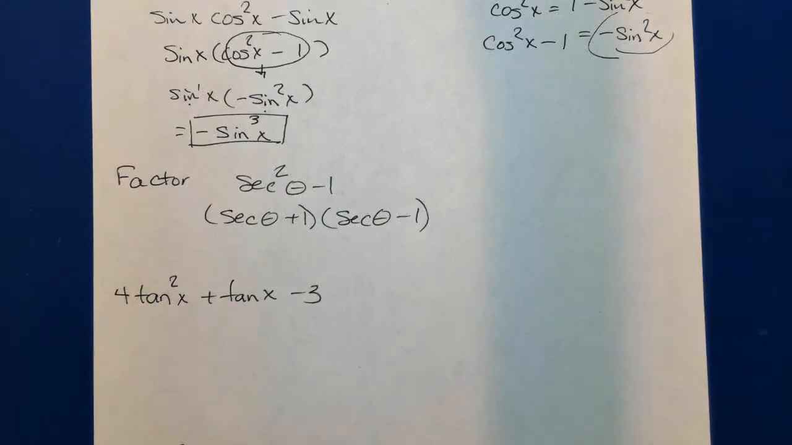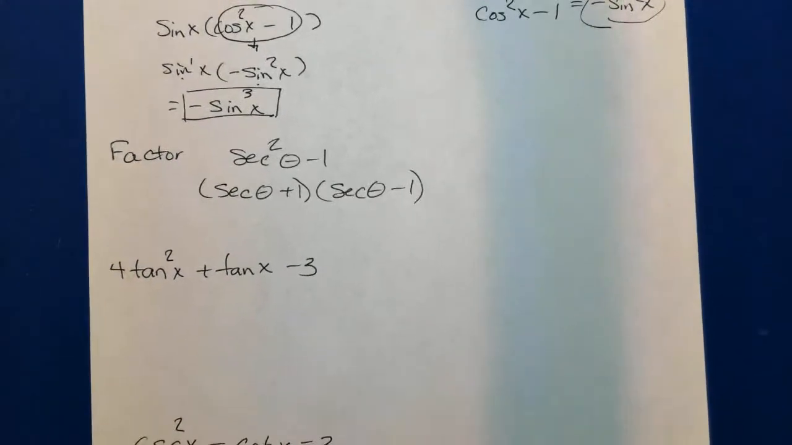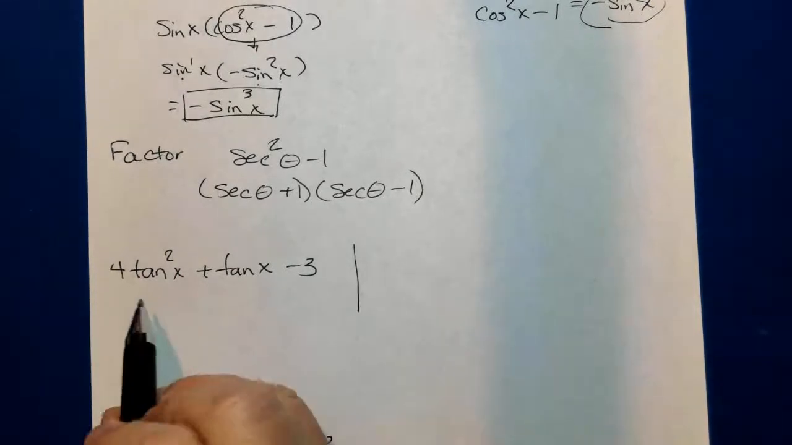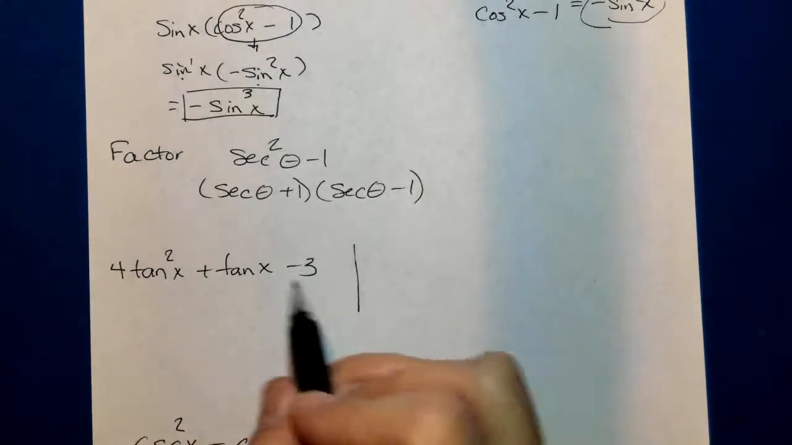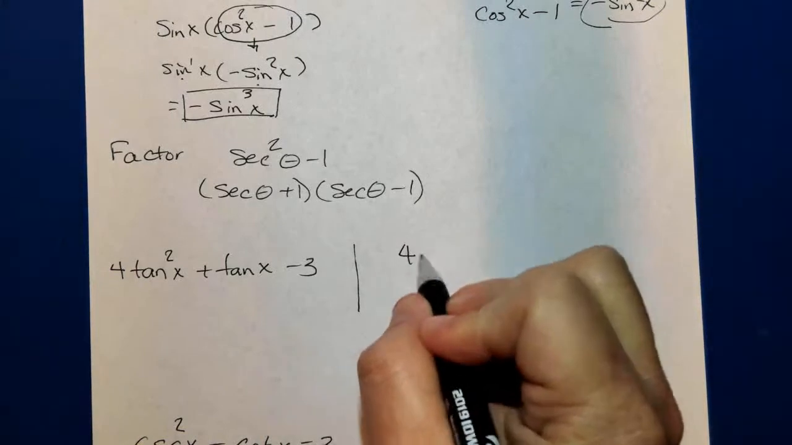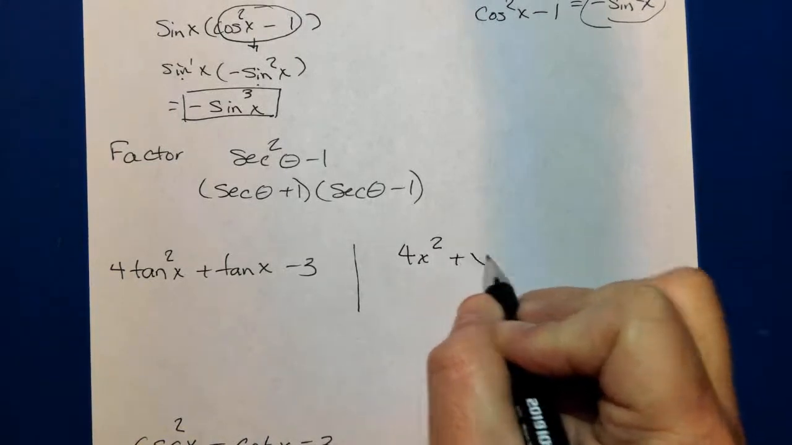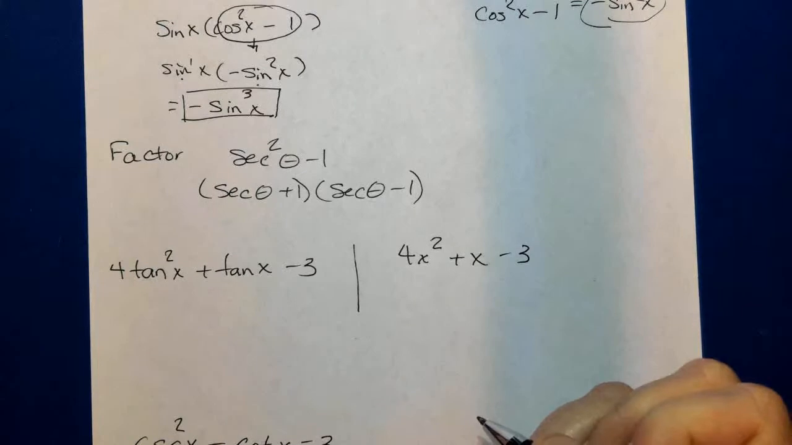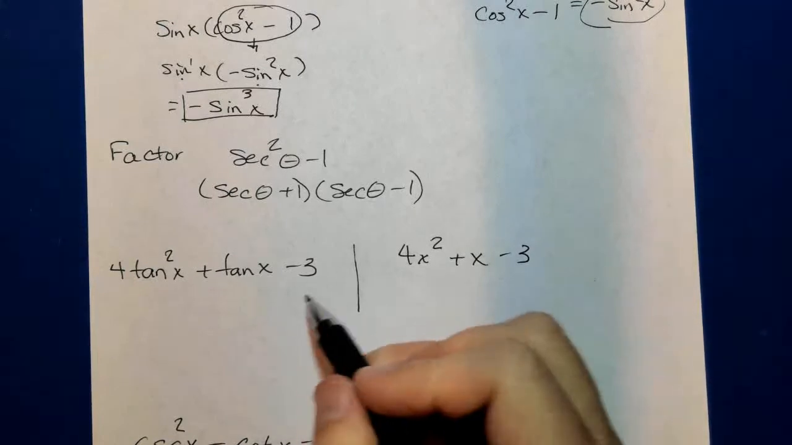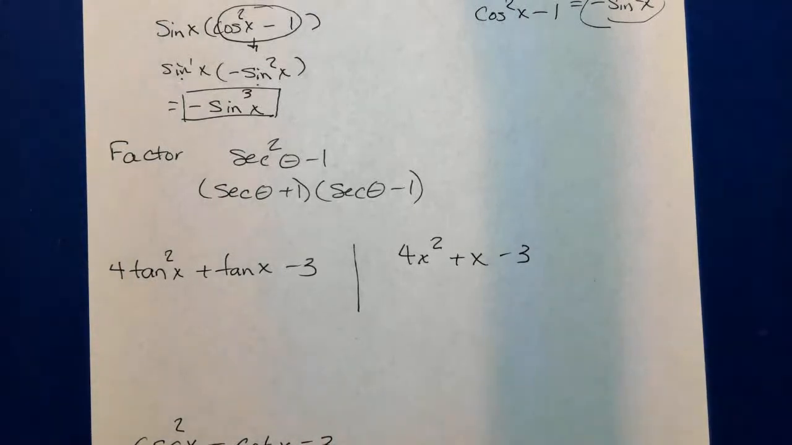This next one though. If you look and you see 4 tangent squared plus tangent x minus 3, I see 4x squared plus x minus 3. I'm going to factor this the same way. Just because we're dealing with trig functions doesn't mean our algebra rules go away.